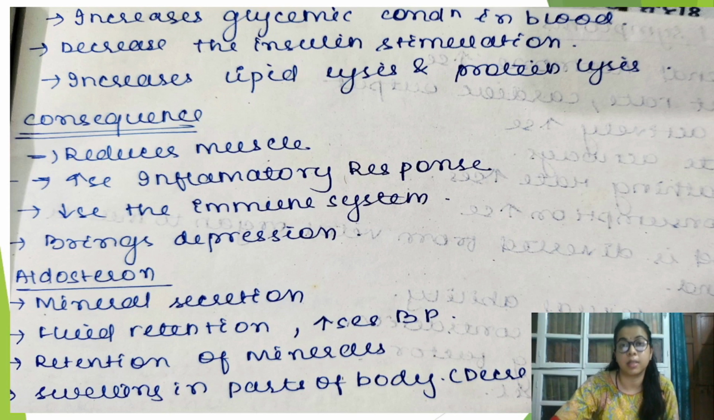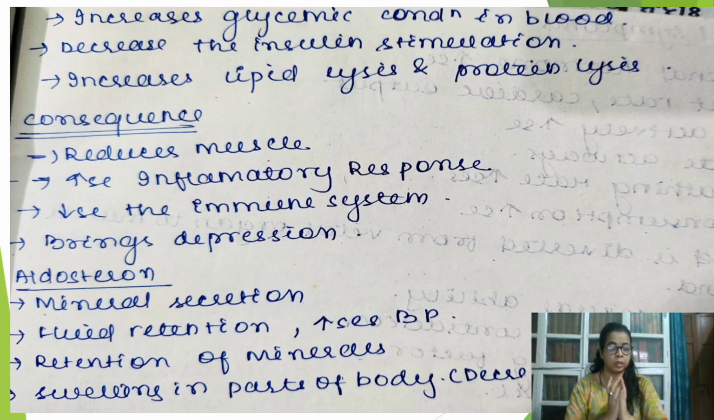Then what will happen? Cortisol reduces muscle, because the fat or the protein which is stored in our muscles will break down to supply the glucose. As a result, the muscles will reduce and it will increase the inflammatory response. Okay, and the immune system will decrease. It means we become very easily prone to disease. If there is a sudden change in the climate, we easily get cough and cold, a very feeble immune system, you can say.